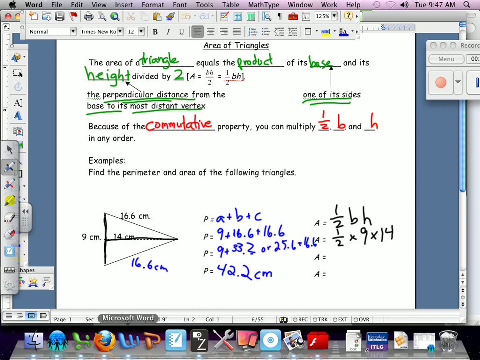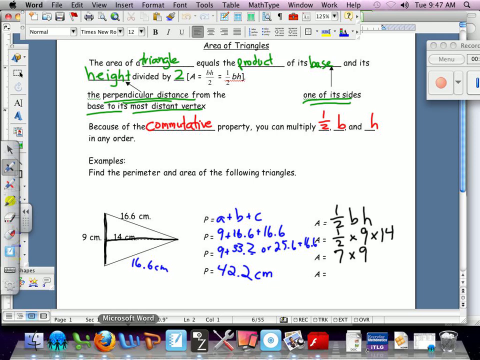A lot of times I don't write in my units till the very end. Some people write them as they go. Either way is fine. This is where instead of doing it left to right, I'm going to use my commutative property to, in my mind, move things around. Because who can tell me what half of 14 is? Half of 14 is what, sir? 7.